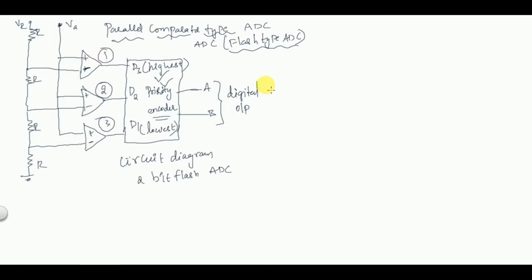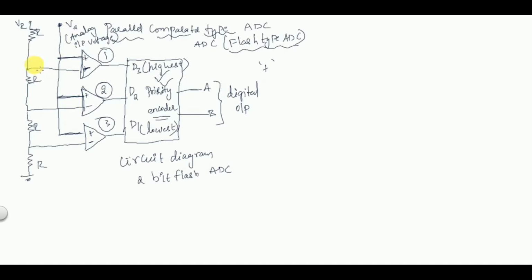the non-inverting terminal, that is the plus input of each comparator, is applied to the analog input voltage which we want to convert into digital. So the analog voltage which we want to convert into digital is applied at the positive terminal, that is the non-inverting terminal, of each and every comparator here. So here we are applying, here we are applying, and here also we are applying the same VA.